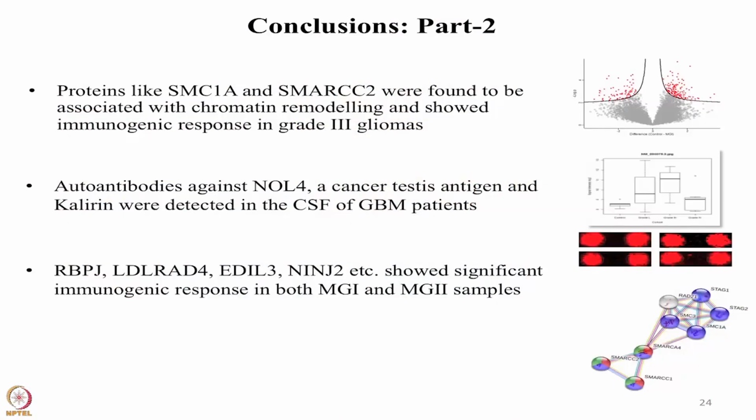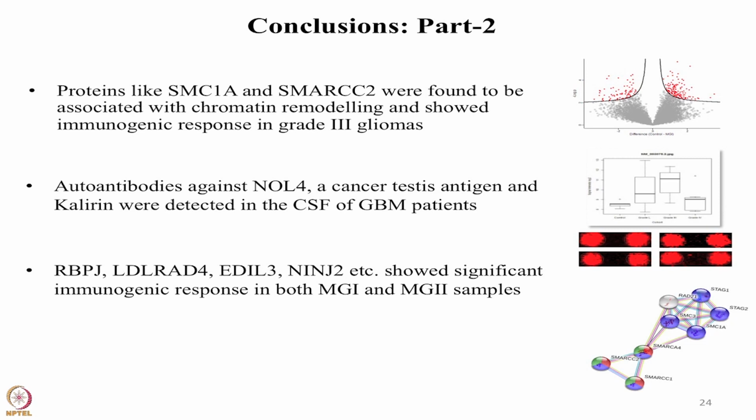So, from this part we can conclude that few proteins show distinct response when we looked at the cerebrospinal fluid samples both in the gliomas and meningiomas, and of course we have the panel of the proteins which are quite distinct in the glioma patients as compared to the meningioma patients. Proteins like SMC1A and SMARCC2 were found to be associated with chromatin remodeling and showed immunogenic response in the higher grade patients of the gliomas.